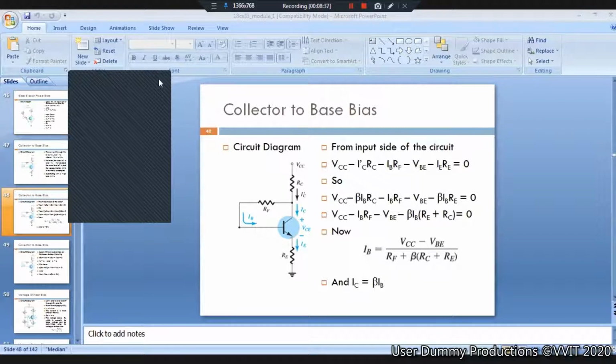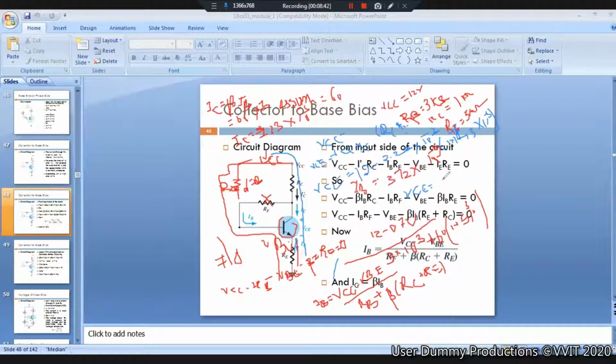See here. This will get the more values. 2000 something will get, correct? 2940 will get. This is wrong. I will check and tell you in the class, also in the offline classes. Okay.